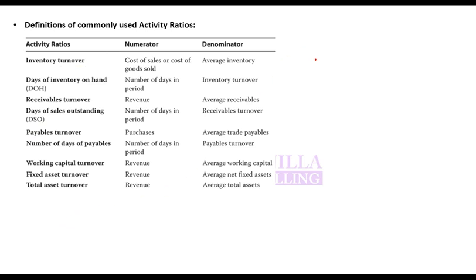And what is your operating cycle? Operating cycle is days of sales outstanding minus days of payables. So the number of days in which you recover your amount and the number of days in which you make a payment. The difference of these two is your operating cycle. It is the cash movement.